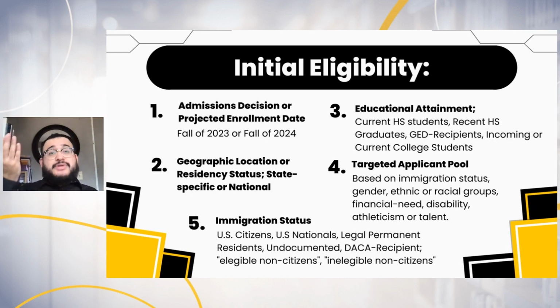4, this is really important. Make sure you're a part of the targeted applicant pool if they have one. So this, for example, is based on immigration status, gender, ethnic or racial groups, financial need, disability, athleticism, or talent. Later on, we're going to highlight some opportunities that are specific for undocumented students or students who are ineligible non-citizens. If you're a U.S. student, you might meet all the other requirements, academic and graduation requirements. You might be of Hispanic Latino background, but you are not who they're targeting the scholarship for. They're targeting it and making it available to undocumented students, right?